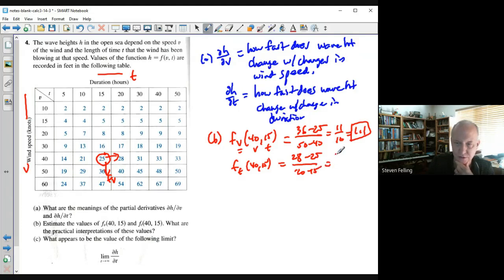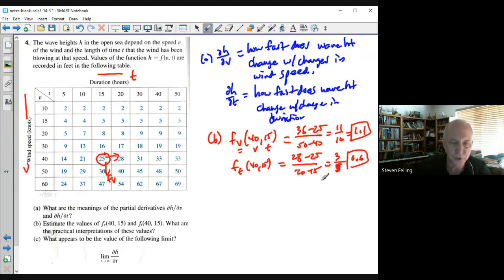So this will be an increase of 3 in the wave height for a change of 5 hours, right? 5 hours. So 3/5 would be 0.6. So on a per unit basis, the wave height is a little more sensitive to the speed of the wind than the duration of the wind.